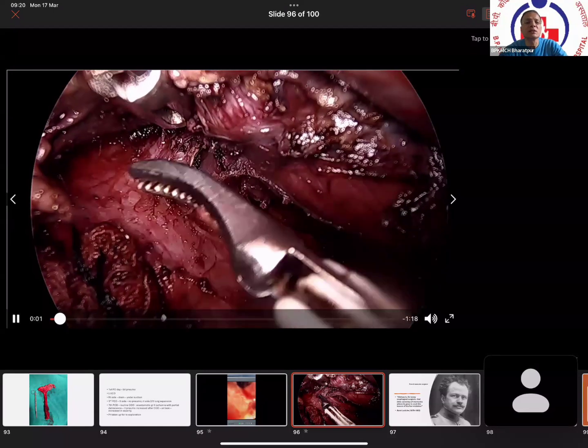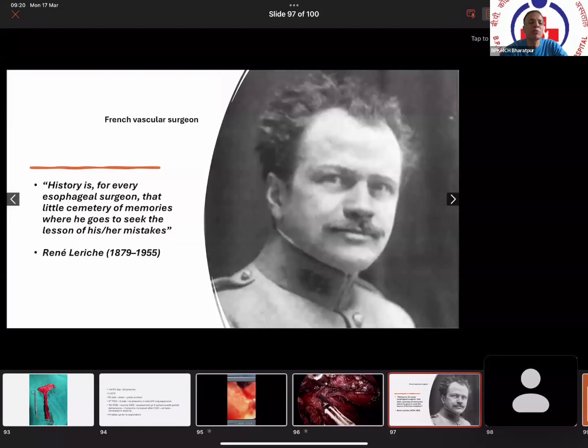So I will make a point by quoting a statement by a French vascular surgeon, René Leriche, known for aorto-occlusive arterial disease. He was very popular for that. He said that history is for every esophageal surgeon that little cemetery of memories where he goes to seek the lessons of his or her mistakes. I think we had committed a mistake.